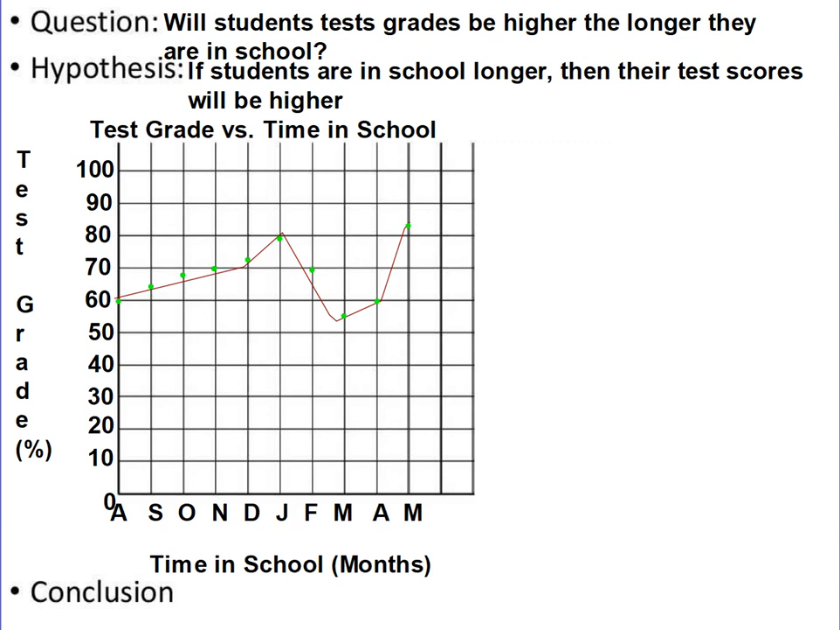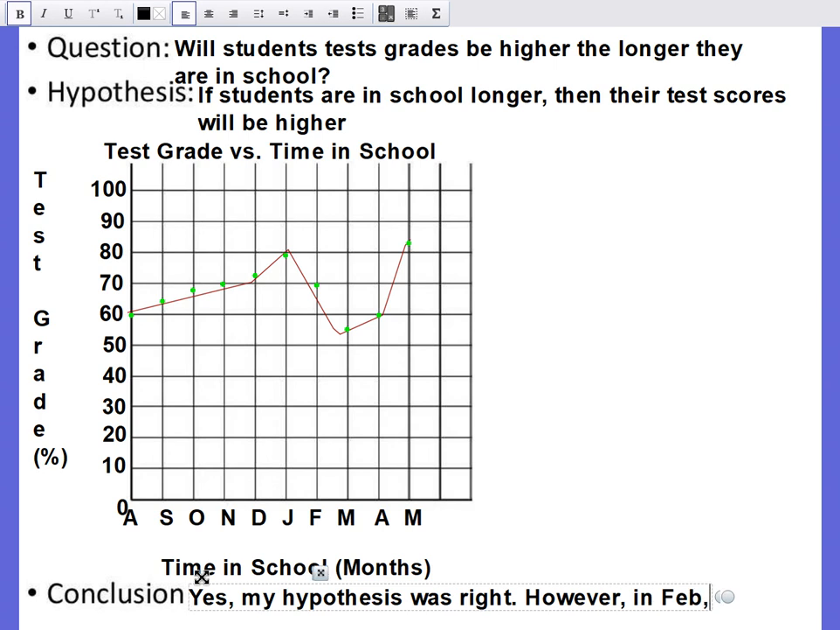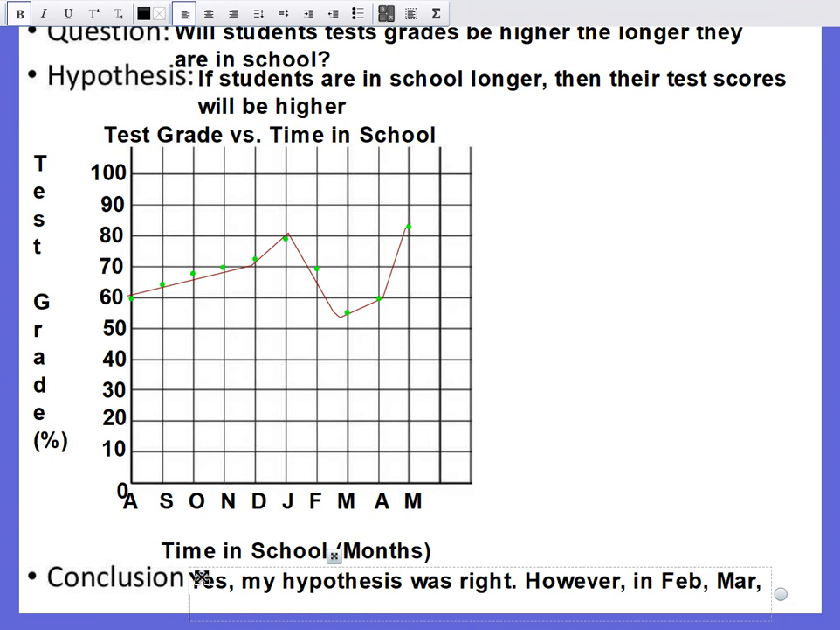So now we're going to work on our conclusion. So when you do your conclusion, look back at your hypothesis. The hypothesis says if students are in school longer, then their test scores will be higher. So the highest test score was in May. You had an average of 82%, which is actually higher than in December, and 80%. We're going to say, yes, my hypothesis was right, but you did see some things that you weren't expecting. So I can say, however, in February, March, and April, test scores decreased.